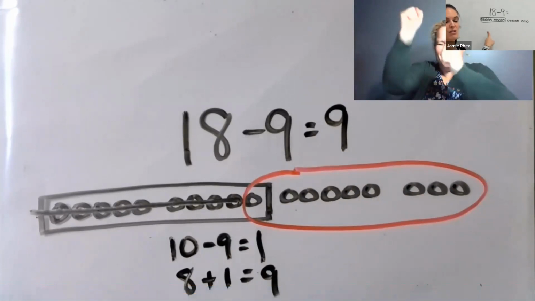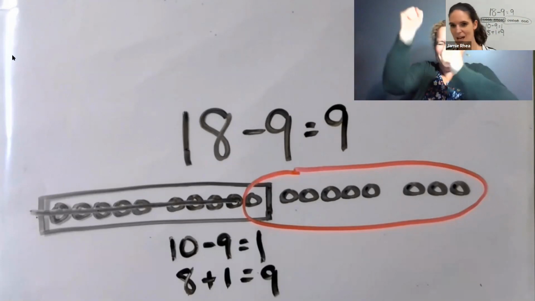You can pause if you need to. I circled my 10, so here's my 10 and my 8. Notice I have my spaces. I'm gonna take 9 away. Am I gonna take it from my 8 or my 10? 10. So let's mark it out one time. 10 minus 9 equals 1. Here's a 1 and 8 left over. I'm going to say 8 plus my 1 equals 9. So I know that 18 minus 9 is 9.